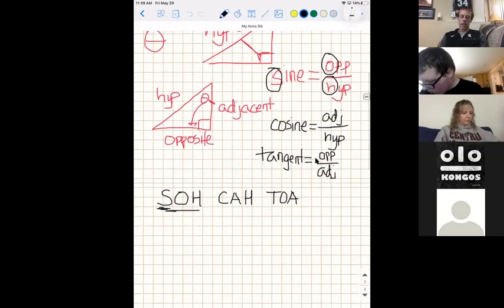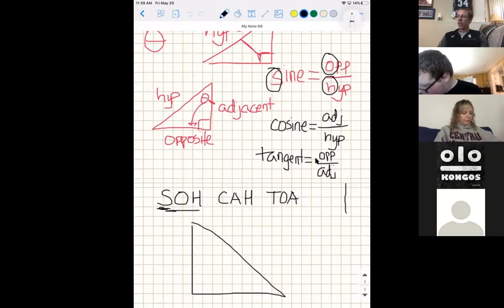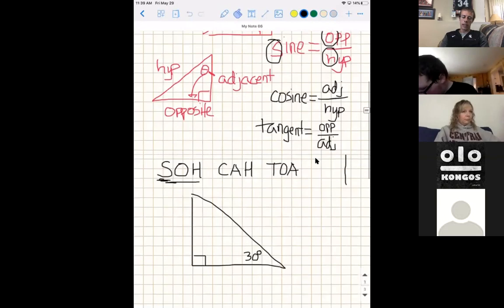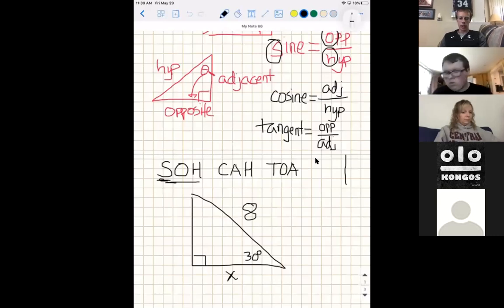Okay. And we're going to draw ourselves a triangle. I'll make this one a little bigger just so we can see it. All right, so here's our right angle. And this time we're going to say this is a 30-degree angle. And then let's just say for fun, our hypotenuse is 8, and we don't know the length of this other side of the triangle.